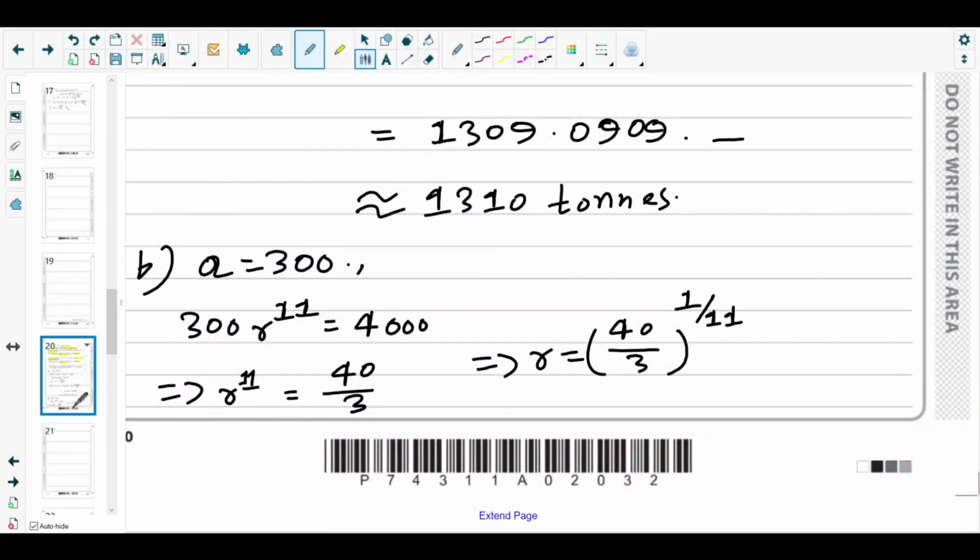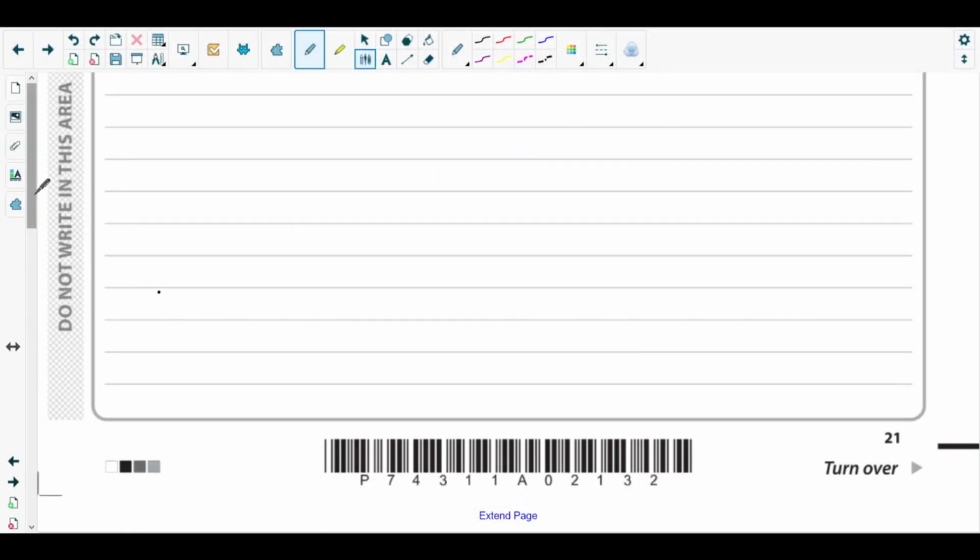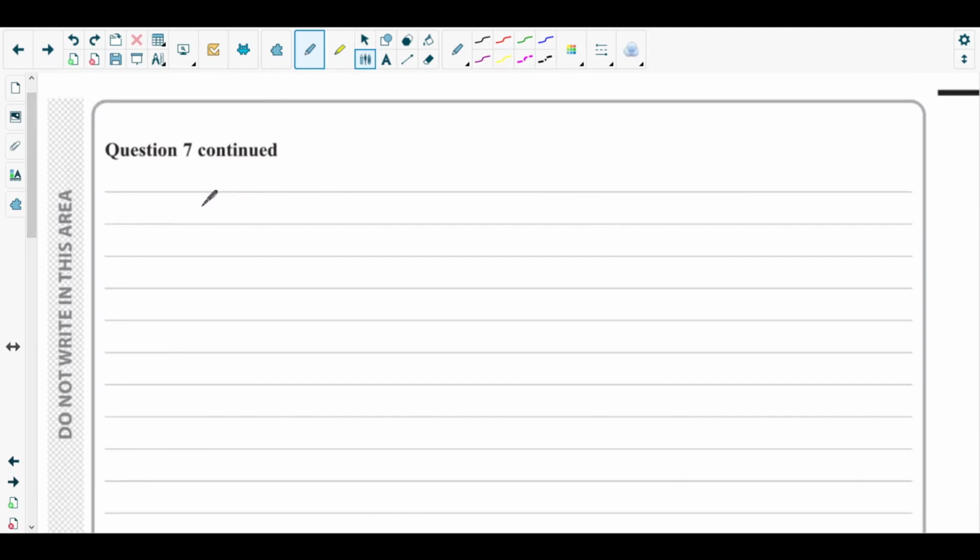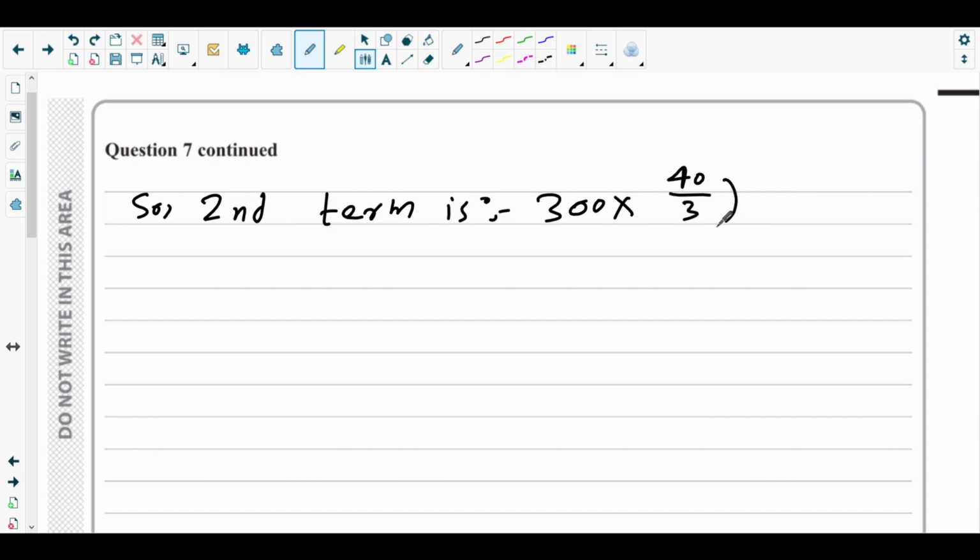So this is what? AR, right? So AR is what? Second term. So we got the value for R. So second term is what? AR, which is 300 times. What's the value for R? We got the value for R, which is 40 over 3 to the power 1 over 11.